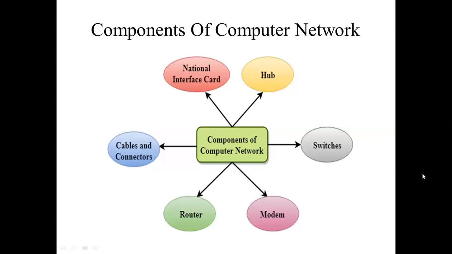So let's now see each of the components one by one. First, if we talk about a hub, it works in the physical layer and it's a networking device. It is used to connect multiple devices in a network and is generally used to connect computers in a LAN. A hub is also a common connection point for devices in a network.